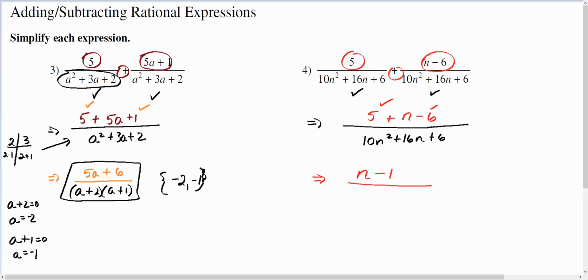Now it's time to consider whether you can factor the denominator or not. And this is case 2 because we have a leading coefficient. So we need 2 numbers that multiply to 10 times 6, which is 60, and add up to the middle term, which is 16. And I think I know it already. 10 times 6, 10 plus 6. But this is case 2, so we need to expand the middle term. 10n squared plus 10n plus 6n, plus 6. You keep the first term, you keep the last term, but you break off the middle term into the 2 numbers that you found. And then we factor by grouping.